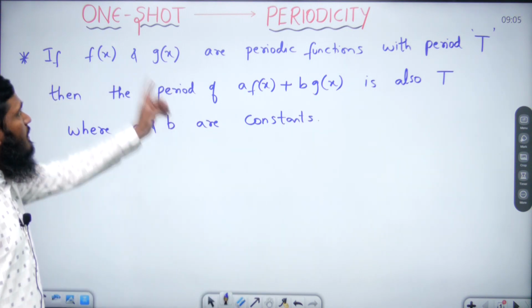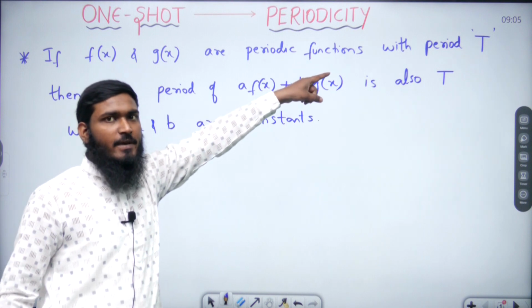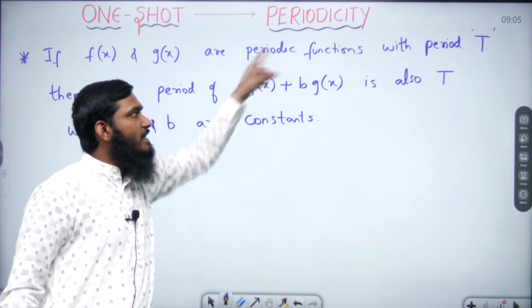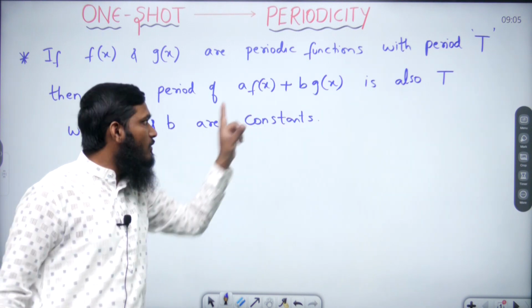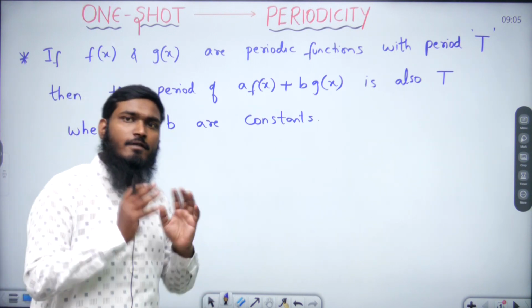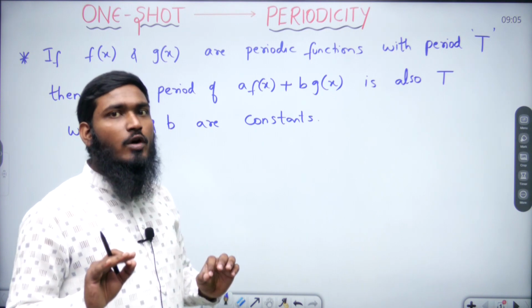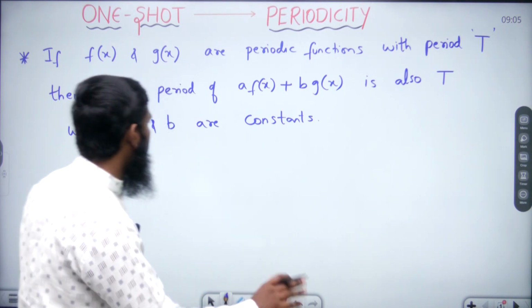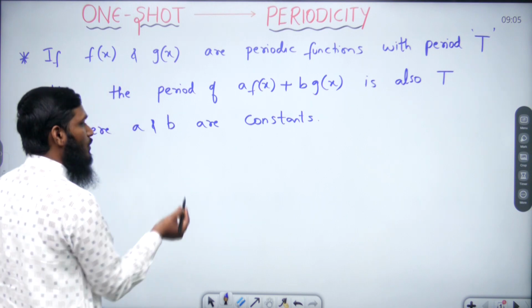So f of x and g of x have the same period. Then the period for this complete expression is also t. What about a and b? They are constants. Whatever the number may be, it will remain as it is. We have to concentrate only on the function. Understood? Suppose we take one simple example here.